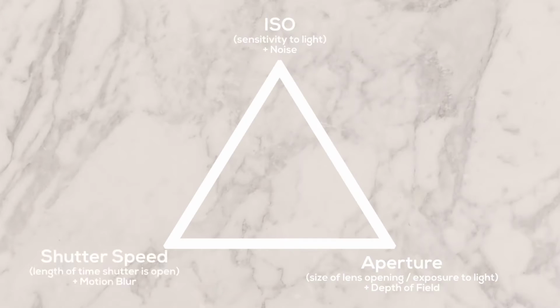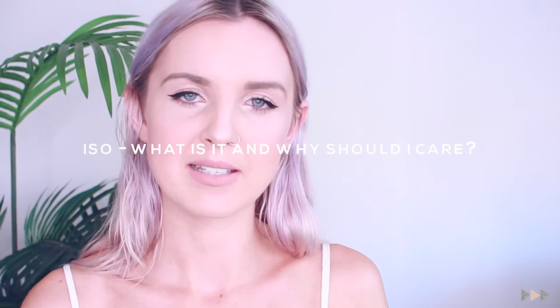So the exposure triangle is made up of ISO, aperture, and shutter speed. Three things you've probably heard about before but didn't want to delve into, if you're anything like me or me a year ago. So I'll start with explaining what ISO is, because I think it's the easiest one to wrap your head around.